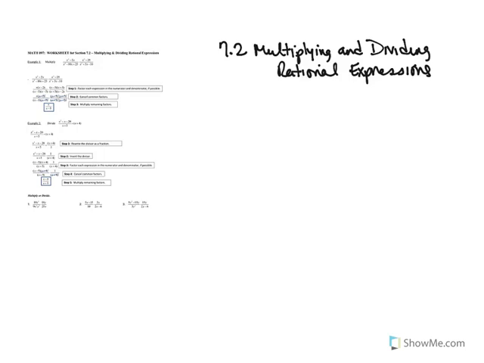Okay, so 7.2 deals with multiplying and dividing rational expressions. And honestly, this section is very, very similar to 7.1, which is simplifying. It's important for us to realize the connection to basic fractions, because if you understand basic fractions, then you can understand your evolution to dealing with rational expressions that have algebraic terms in them.